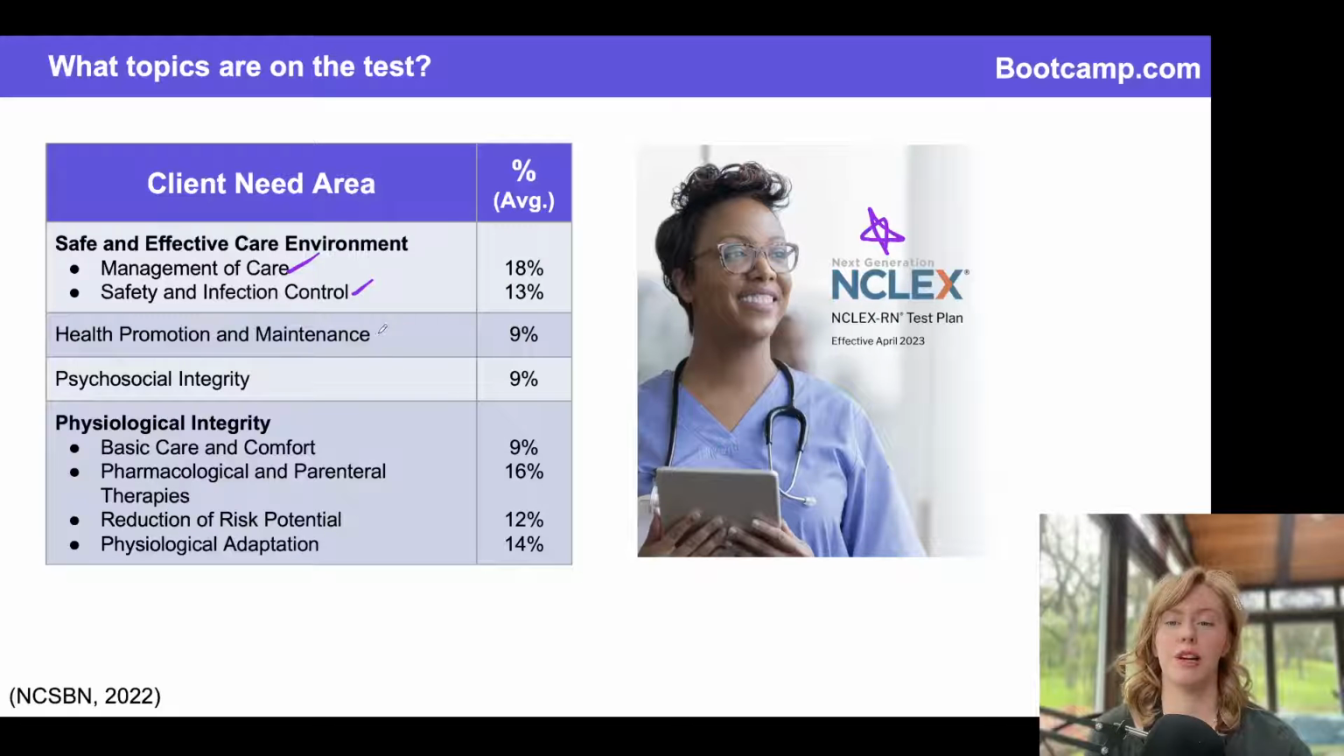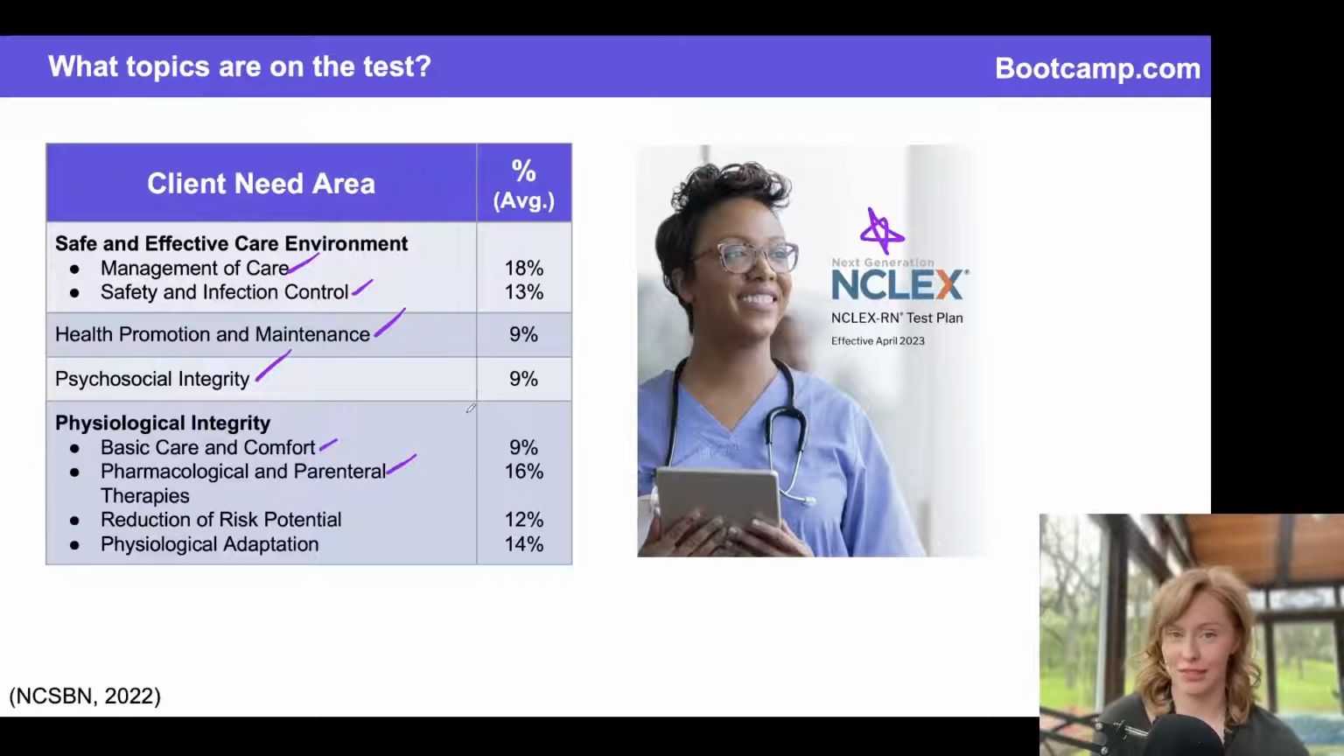Then health promotion and maintenance. So this is, are children developing appropriately? Are patients being screened for disease prevention, getting vaccines, things like that. Then psychosocial integrity, that's your therapeutic communication, of course. Basic care and comfort, so the things you learned first semester in fundamentals, so hand hygiene, mobility, repositioning to protect your patient's skin, and that sort of thing.